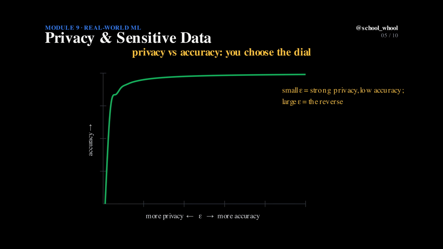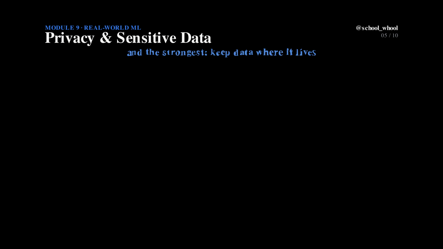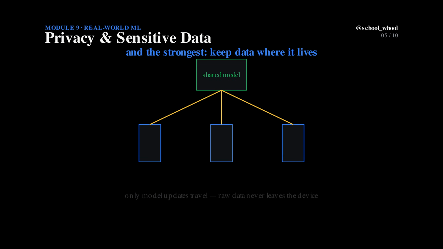And the strongest structural choice, keep the data where it lives. In federated learning, the raw data never leaves your phone. Only small model updates travel up and get combined into a shared model. The sensitive data stays home.